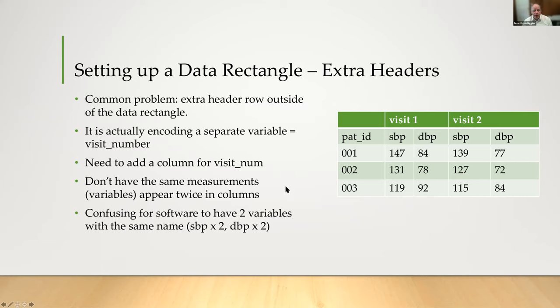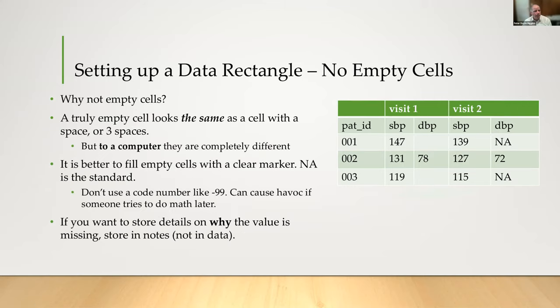You don't want to have the same measurements appear twice in columns. And if you're seeing that, that suggests you're putting more than one observation in a row. It's also very confusing for the software, the statistical analysis software, to have SBP twice. Which one is which? DBP twice. It's best to have unique variables throughout your data set, one for each column.